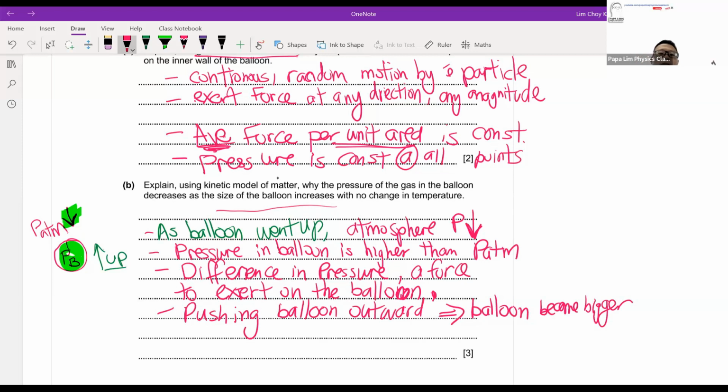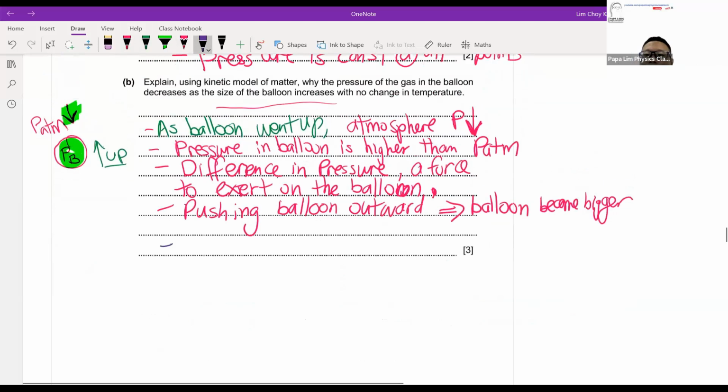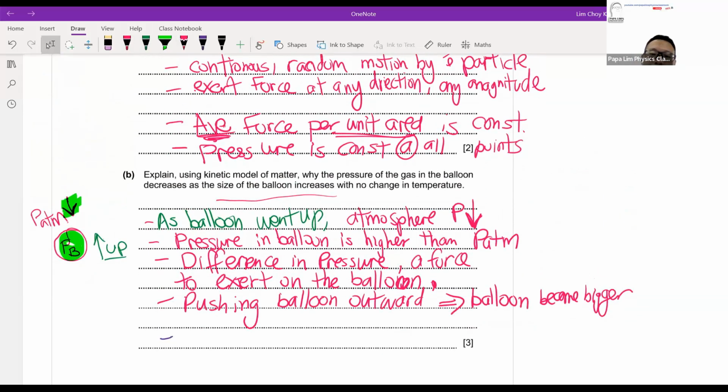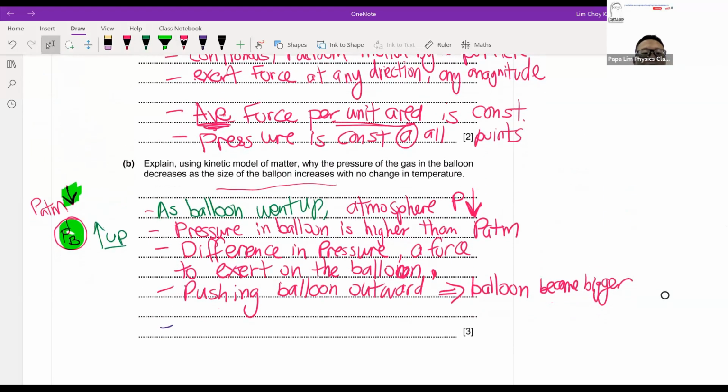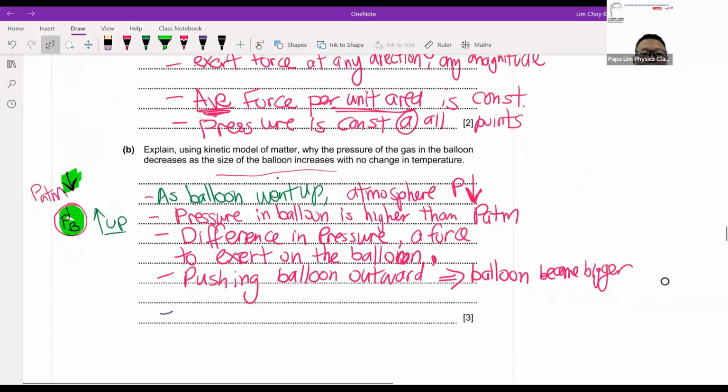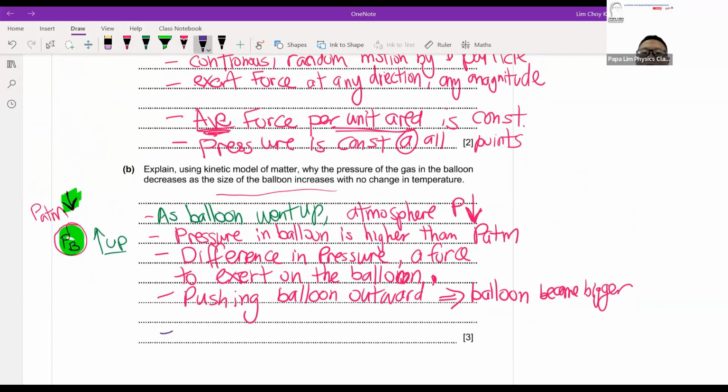But this is not the end yet. This only explains that the balloon size increases, but it has not explained what happened to the pressure inside the balloon. So we come to the next stage. As the balloon becomes bigger, there is more space for the molecules to move, but the molecules are still moving at the same speed. So as the balloon becomes bigger, the collisions inside the balloon become less frequent.